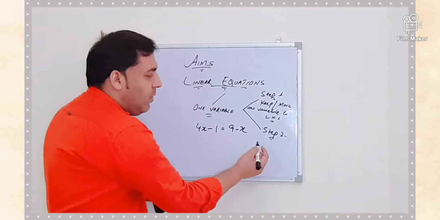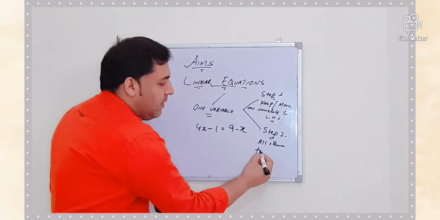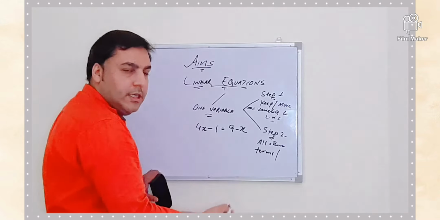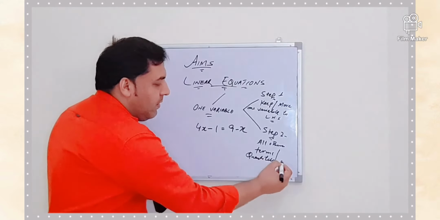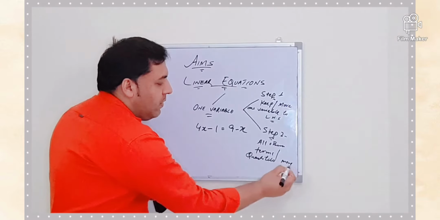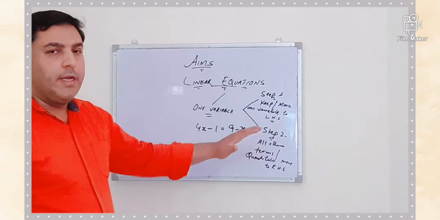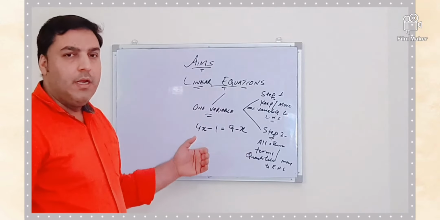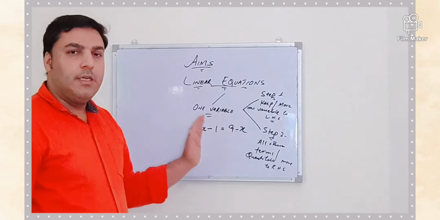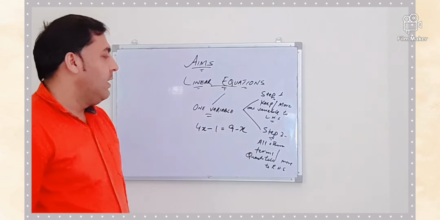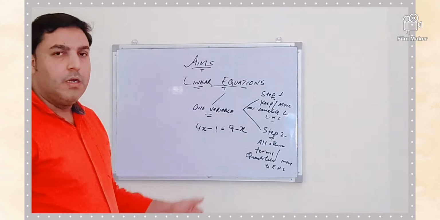In step 2, all other terms or quantities we will move to the right hand side. Simple: we will move the variable to the left hand side in the first step. In the second step we will move all other quantities, all other constants or coefficients, to the right hand side. So whatever we are left with, we will call it the solution of that particular equation.